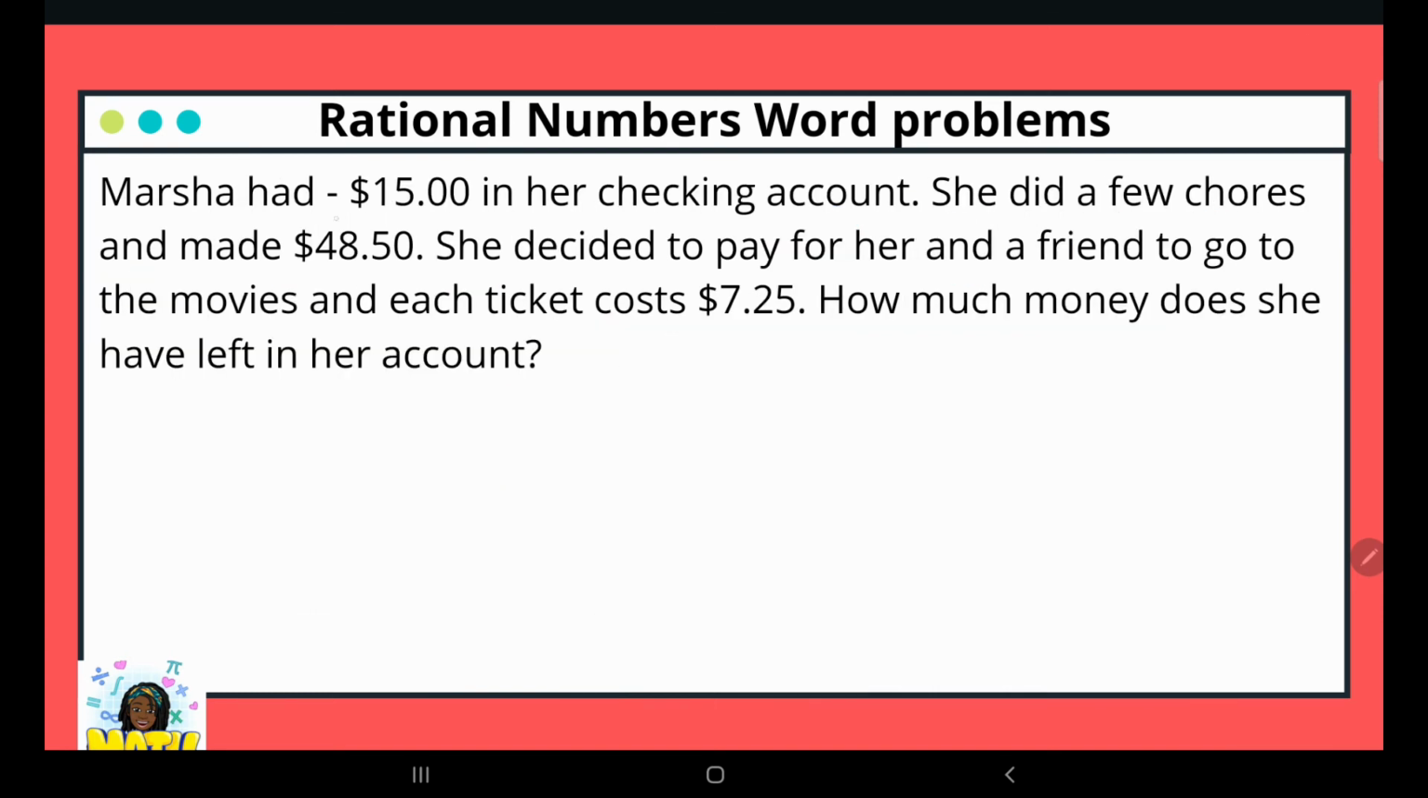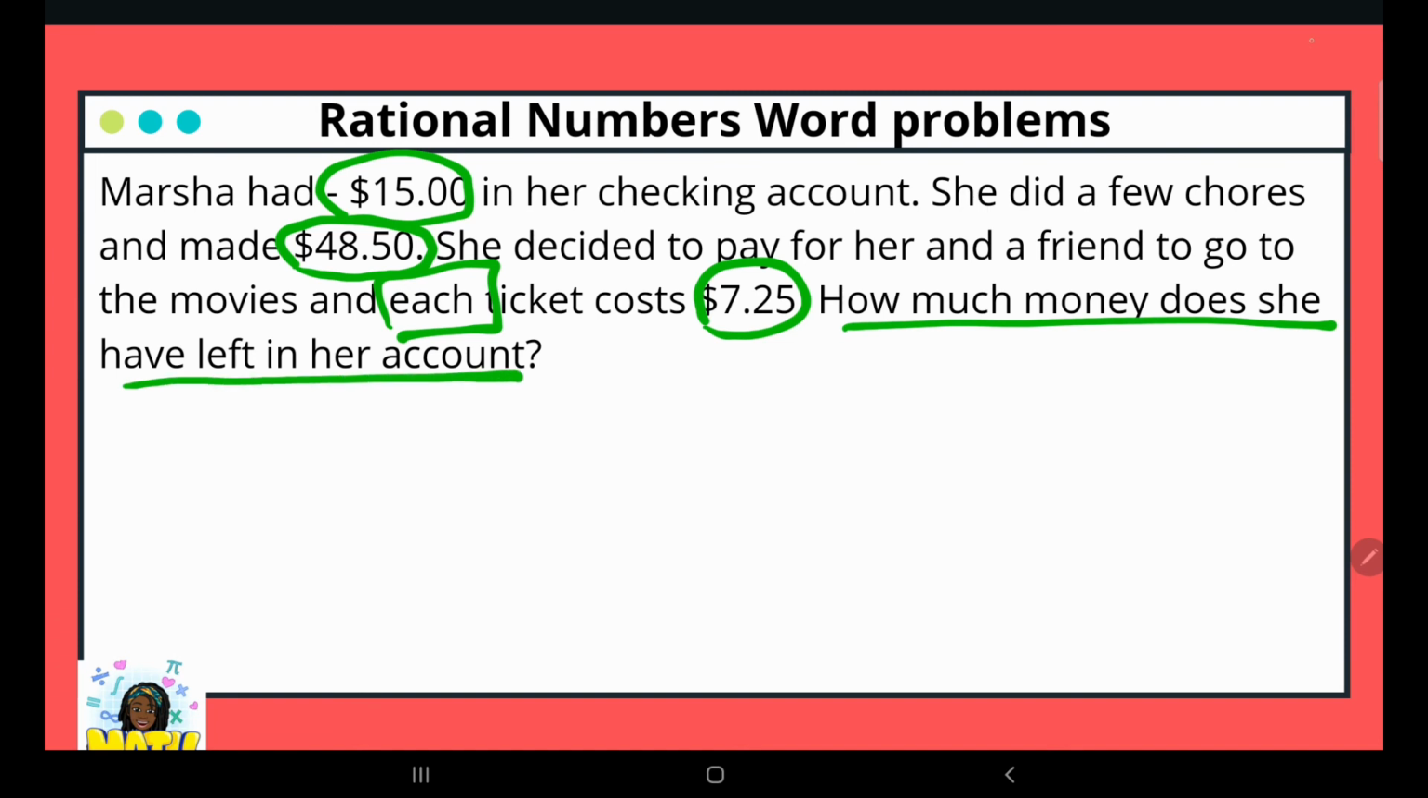Marcia had negative $15 in her checking account. She did a few chores and made $48.50. She decided to pay for her and a friend to go to the movies, and each ticket cost $7.25. How much does she have left in her account?